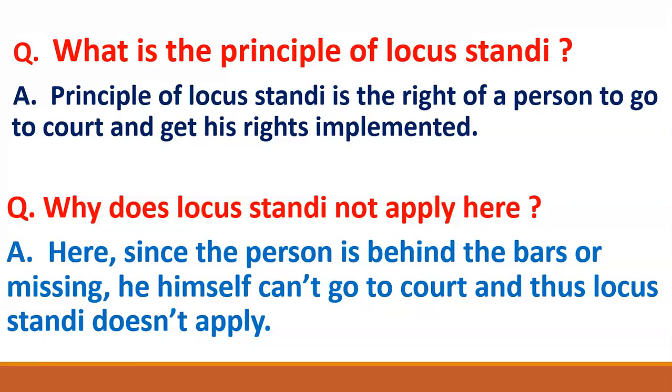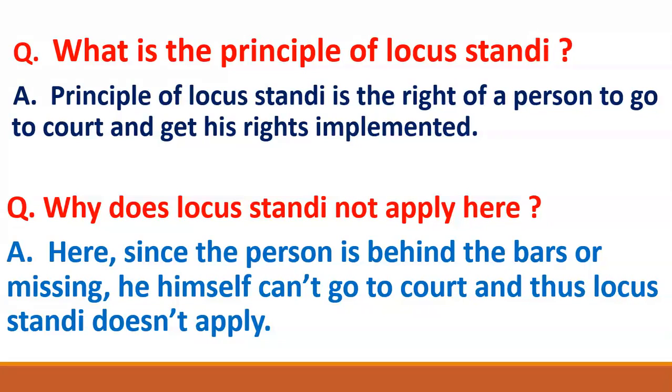So friends, here since the person is behind the bars or missing, he himself cannot go to court, and thus locus standi does not apply here. Now what does it mean? It means that the aggrieved person, the affected person, is either arrested by the police, so he is behind the bars, or he is kidnapped. It means that the person is not free. Either he is kidnapped, or missing, or behind the bars. So definitely it is common sense that the person himself cannot go to court. Why? Because he is not free to go to court.